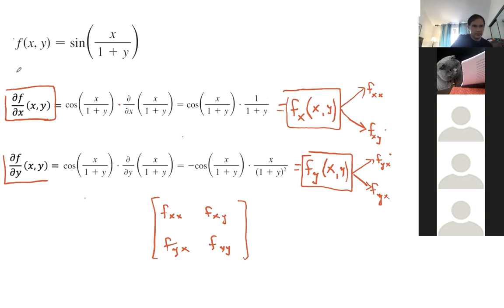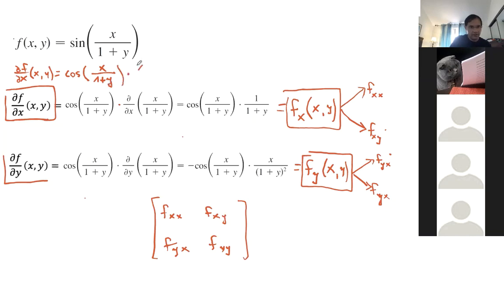let's compute the first one. Let's say df/dx of (x, y). Okay, and this is my function, compute the derivative. So first of all, this is the function sine. The derivative of sine is cosine. So I have cosine of, well, whatever we have in this function. So we have x divided by 1 plus y. And then I'm using the chain rule.